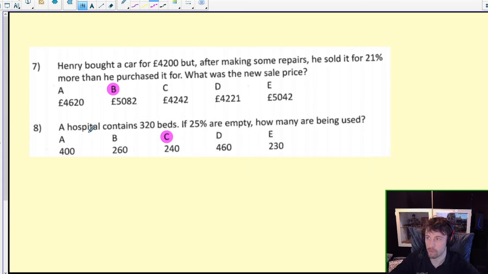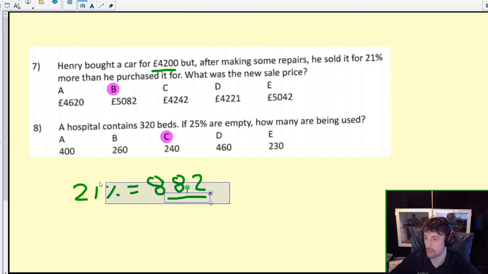Number 7, Henry bought a car for £4,200, but made some repairs. He sold it for 21% more than he purchased it for. So now again, we need to know what is 21%. So we need to work out what 10% is, what 1% is, and add them together. So slightly harder numbers now, but it's the same skill. So 21% is 882. And we have to just add that on to the original amount, so add those two values together, to end up having 5,082. Let's put that up there. That kind of goes with that one.